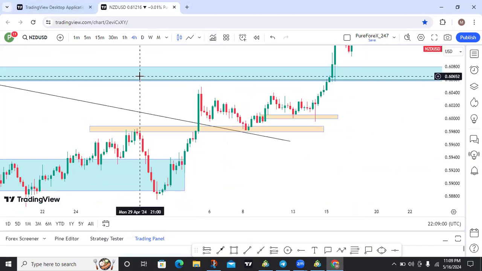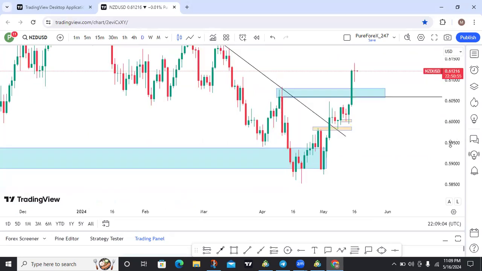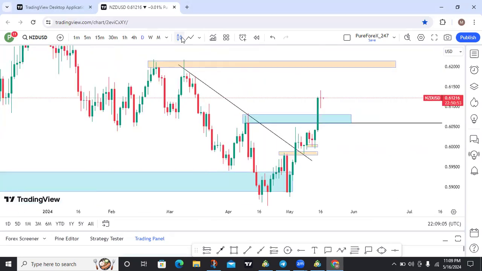So any questions so far? We can analyze another pair, we can analyze GU, or we can analyze AUD USD in respect to market structure and Fantastic 5. How the market moves in respect to Fantastic 5.